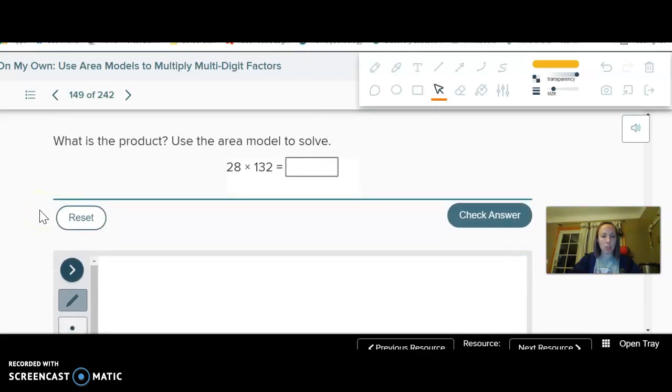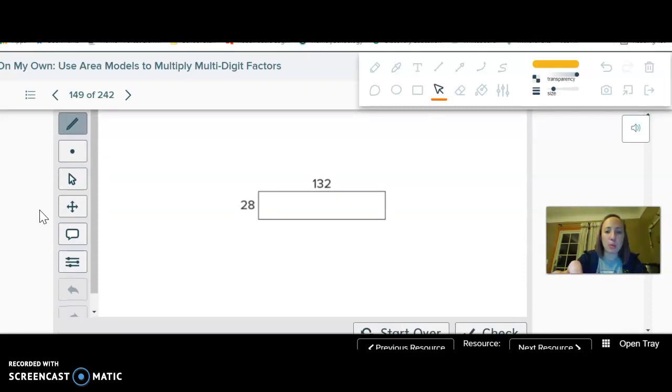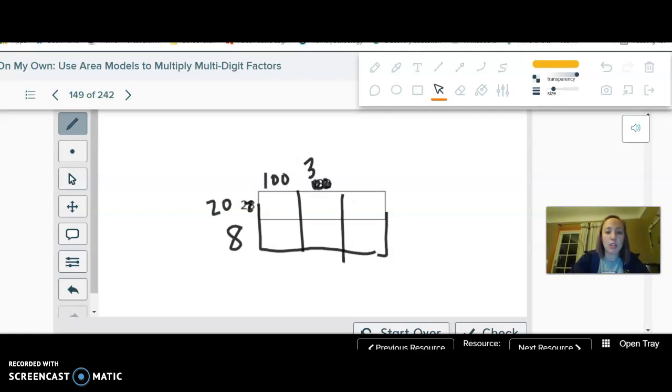All right. 28 times 132. Go ahead and try it. All right, hope you got it. I have no idea why they made that box so small. So I'm going to extend it to go 20 and 8. And then we'll need 3 this way, so 100, 30, and 2. Hopefully that'll be enough space. This does go to show I might have made it too small, in which case, make big enough boxes. We have lots of paper. You don't need to worry, or use the whole whiteboard.